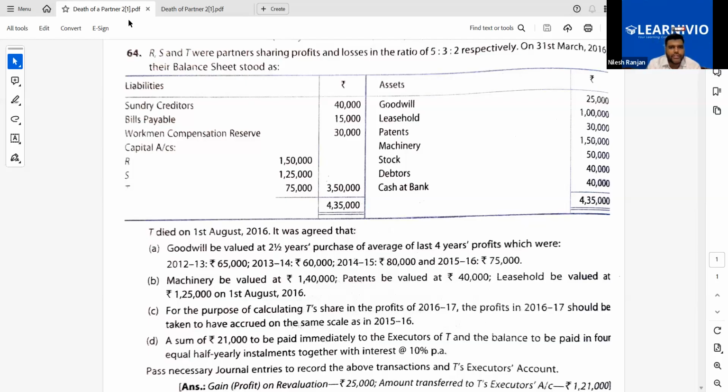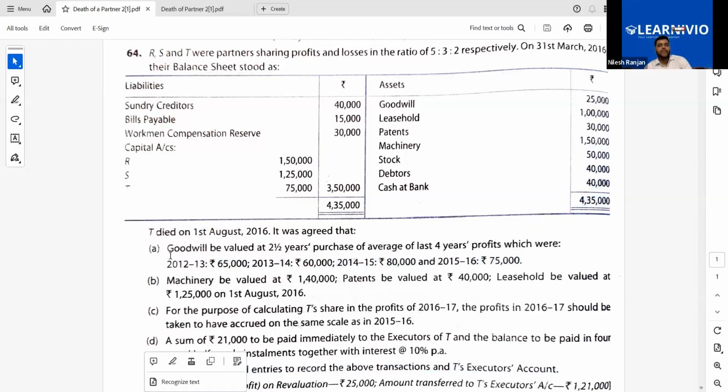So there are only three items that we have to include in capital account: one is capital account balance, then workmen compensation reserve, and the goodwill. Now, T died on 1st August 2016. Year is closing on 31st March and he died on 1st August, so April, May, June, and July. There will be 4 months calculation for everything like interest on capital, profit for current year.